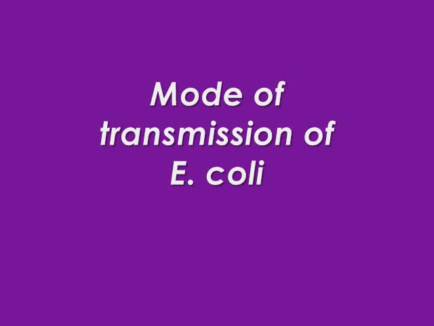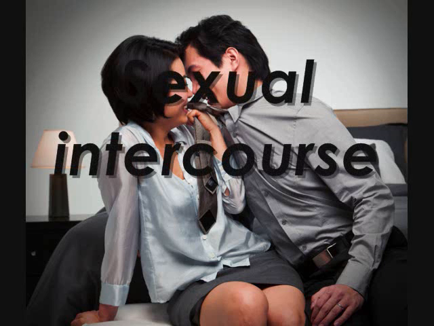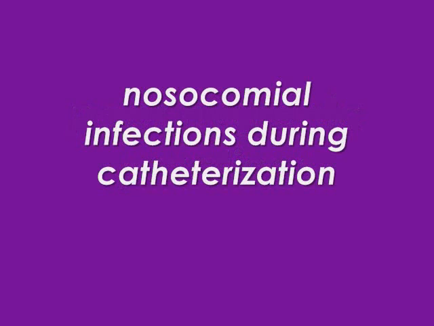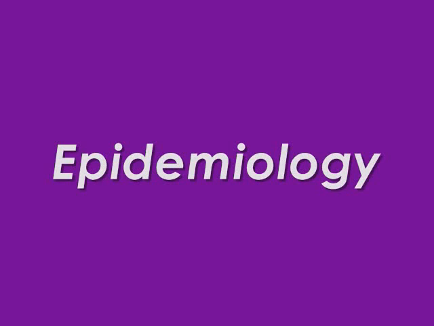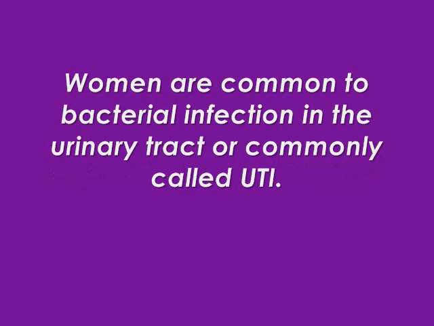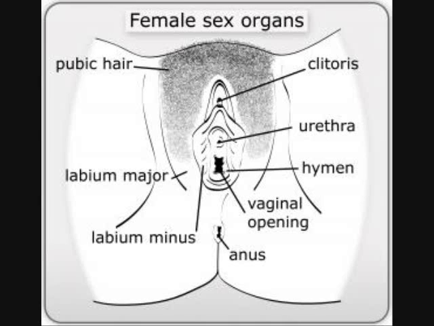The mode of transmission of the bacteria, particularly the E. coli, is through sexual intercourse, poor hygienic practices, and acquired nosocomial infections during catheterization. Epidemiology. Women, in particular, are prone to the bacterial infection in the urinary tract, most commonly called UTI. This is due to the proximity of the female's urethral orifice, the vagina, and anus opening.